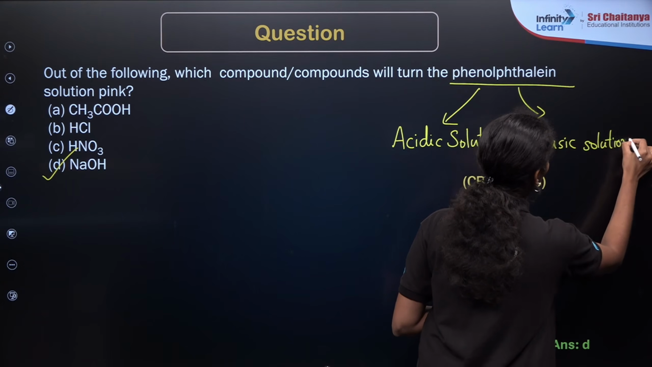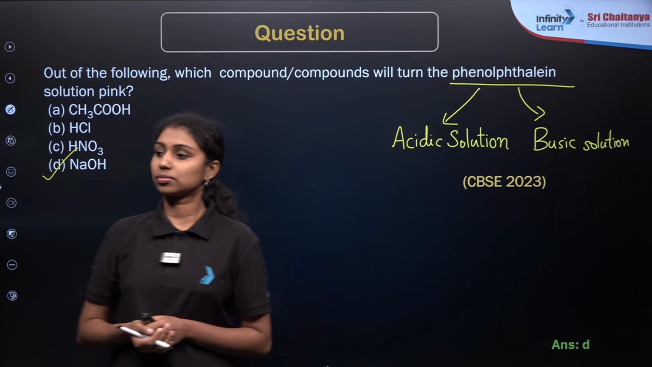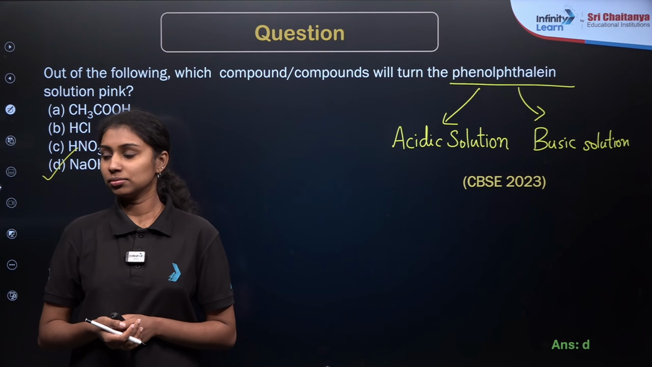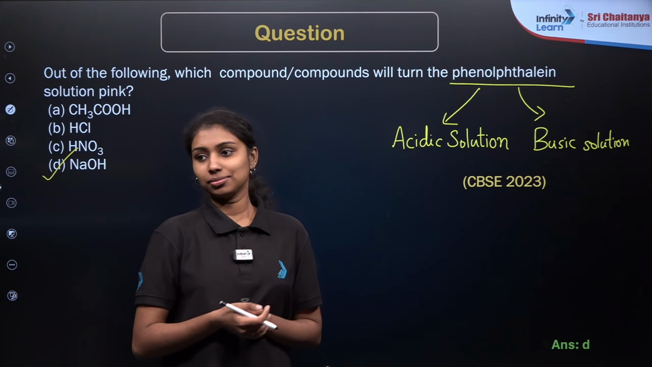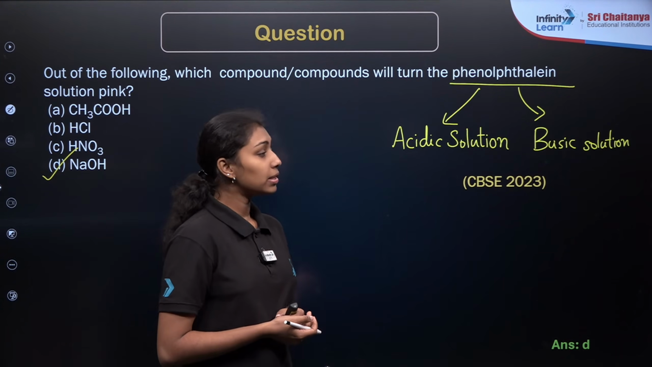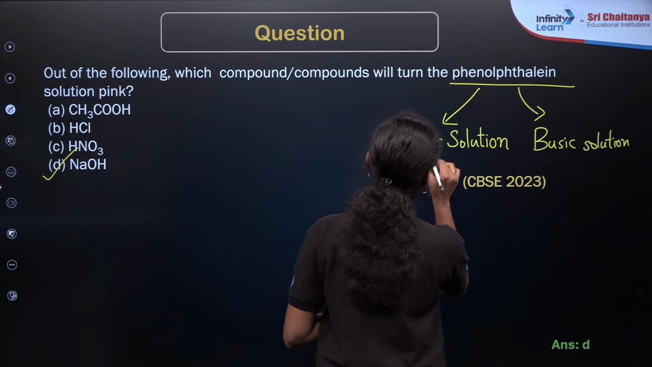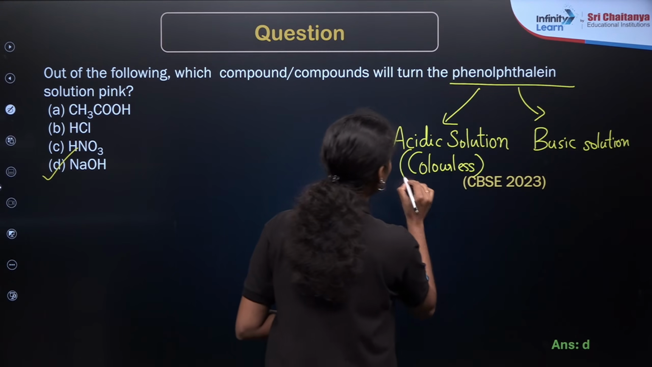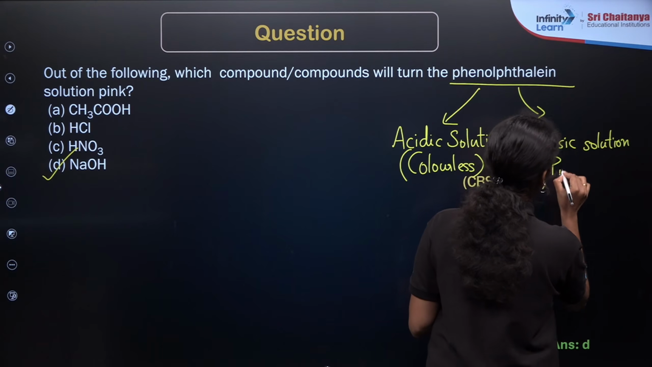So what is the color of phenolphthalein in the acidic solution, whether it is pink or colorless? Please give me the answers in comments. Yes, it is colorless, right? So in the case of acidic solution, it is colorless. Then what about the case of basic? It will be pink, right? So we need to identify which of the following will be a base here. So here it is pink color.